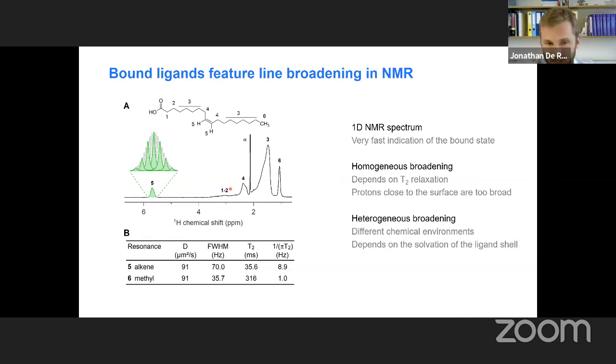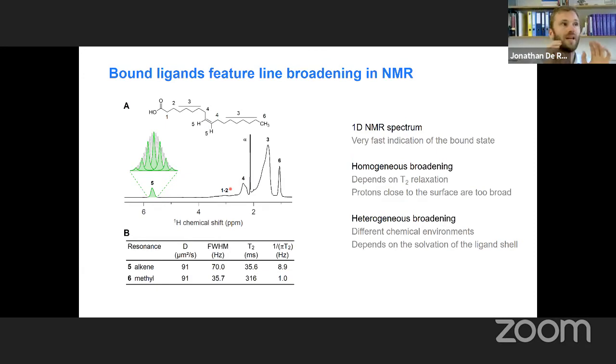And so one reason is homogeneous broadening. And homogeneous broadening depends on the mobility. When you have a small molecule, it is very mobile, it can tumble around, has a lot of rotational mobility in the solution. And that yields those narrow lines. But once something becomes big, it starts to rotate much more slowly, and that creates a faster T2 relaxation, and that leads then to broader lines.